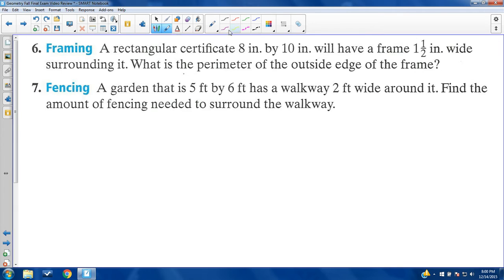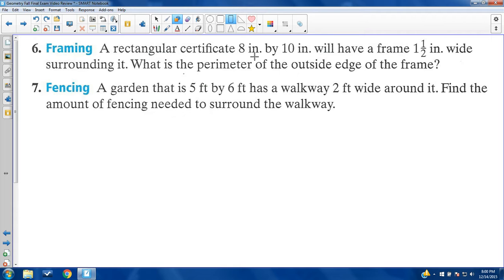Okay, 6 and 7. This is actually a brand new thing. This is area and perimeter. So that was Chapter 7. Chapter 7 is now done. This is problem 6 and 7 on perimeter. They're different questions, but they're asking the same kind of question. Answering 6 will help you answer 7.